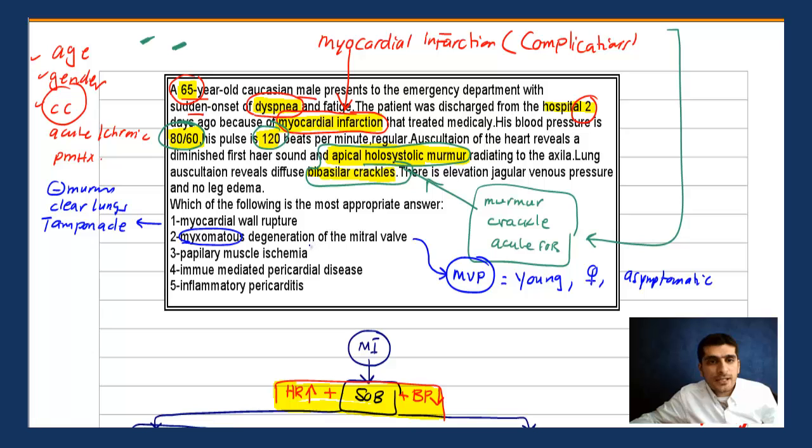Now, papillary muscle ischemia, boom, maybe this is the answer to your question. Papillary muscle ischemia is basically mitral regurgitation. And he told you about the murmur. He told you the murmur is radiated, so it's really typical.